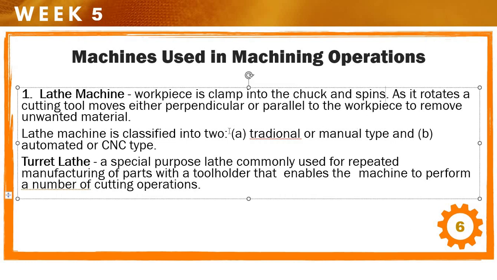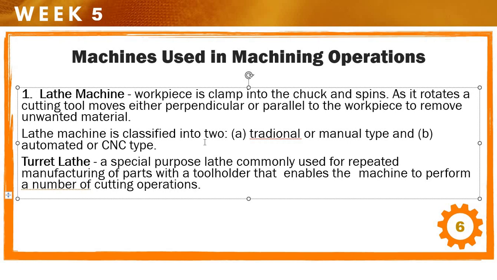Okay, so for the definition, let's just define it. It is a rotating machine. The part that rotates is the one that holds the workpiece. The cutting tool moves either in a perpendicular or parallel direction, parallel to the workpiece, to remove unwanted material.